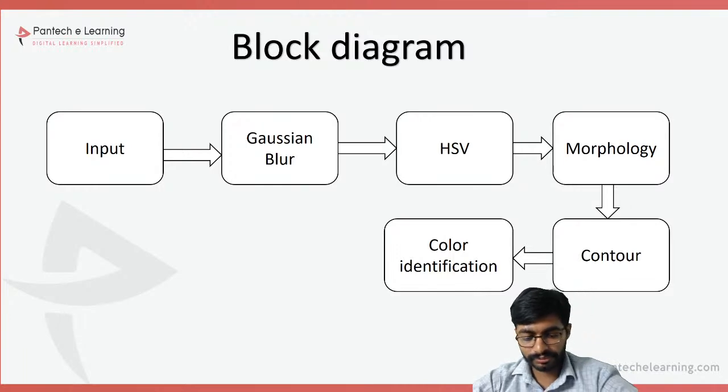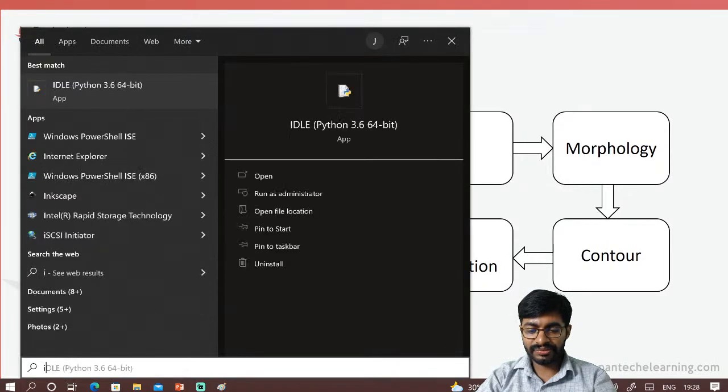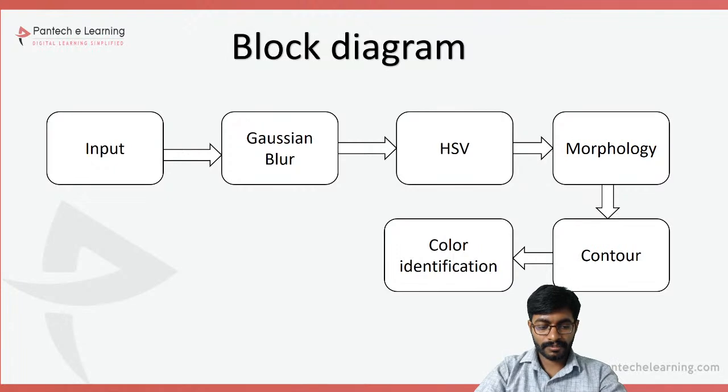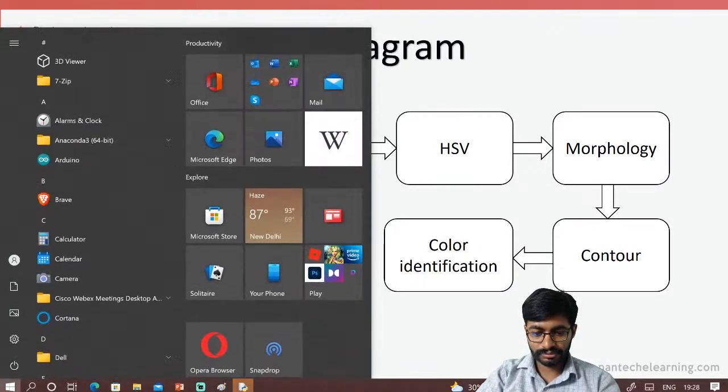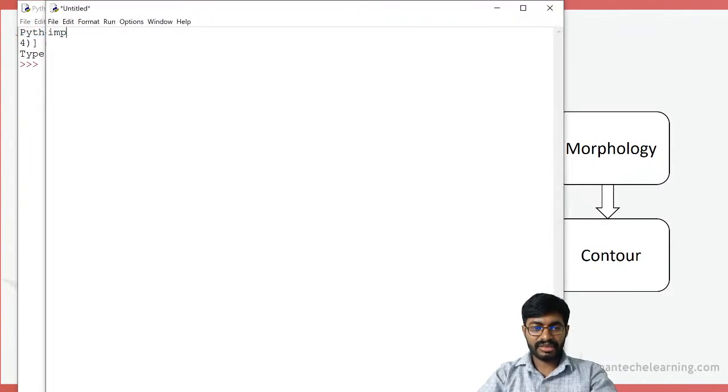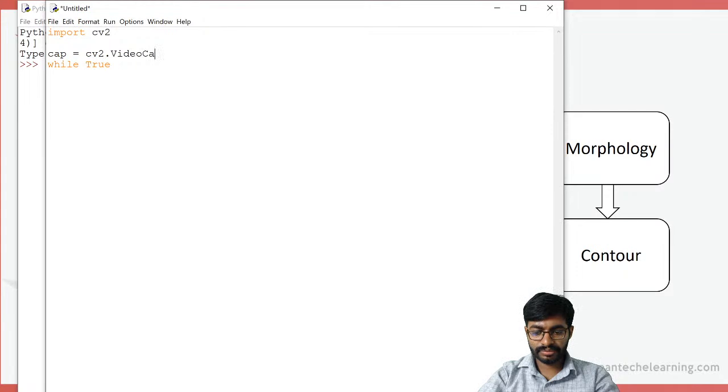For example, first let us try only the HSV part. So here I am just importing cv2. Then, as usual, you have to provide the file, cap equal to cv2.VideoCapture of 0. Here I have enabled it.